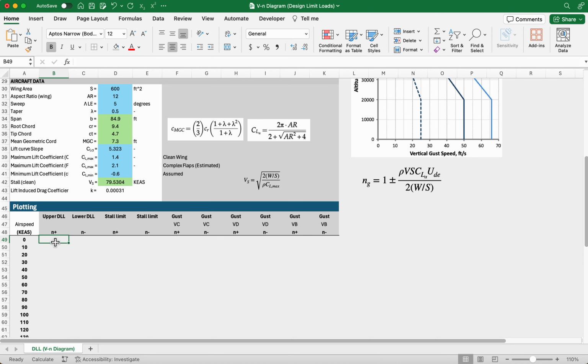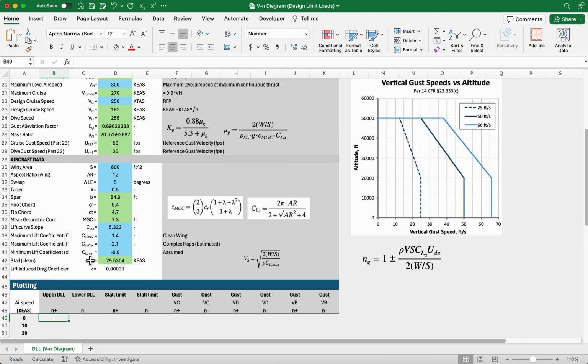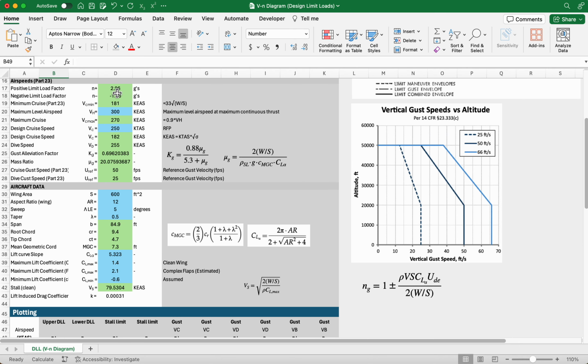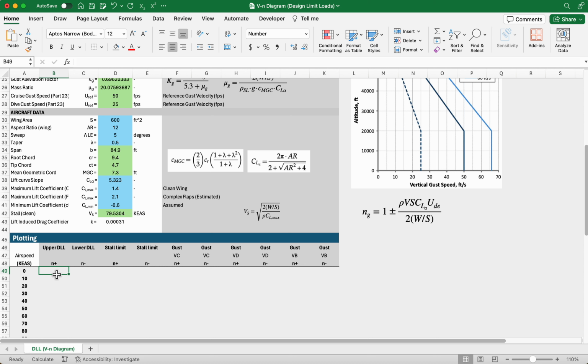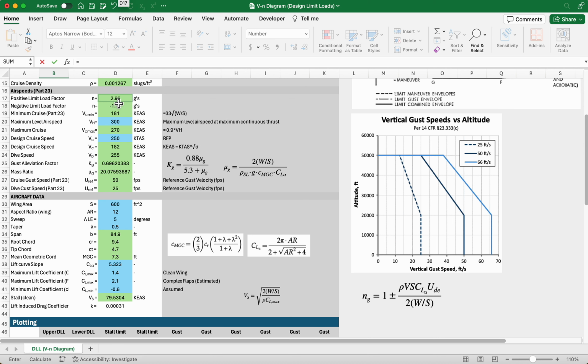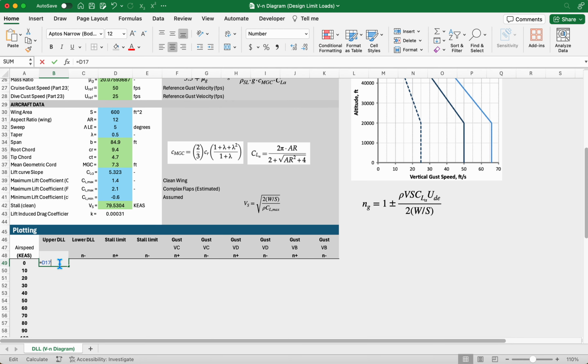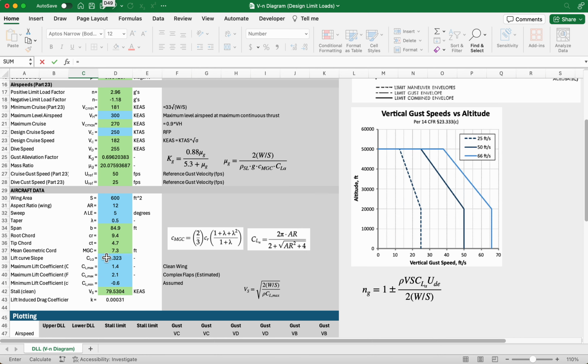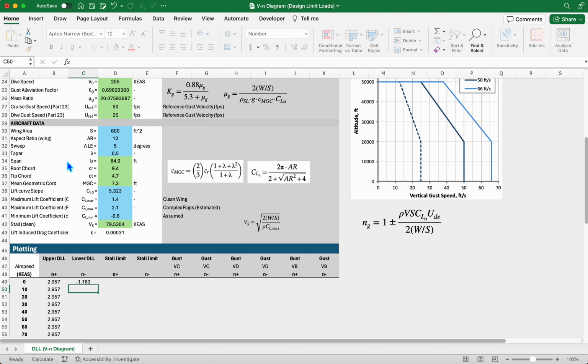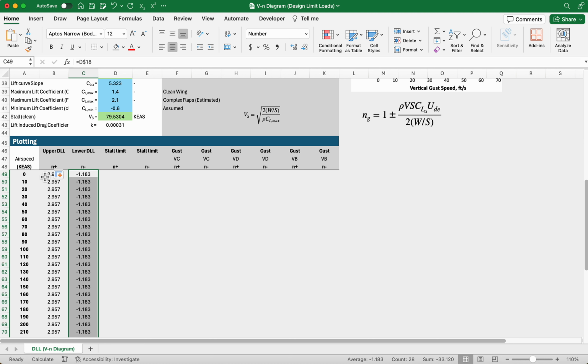Our upper design limit load is our upper bound for a balanced maneuver. This is not including gust loads or anything, and that would be our positive limit load factor. That's just going to be constant, it doesn't matter how fast we're traveling. So that's 2.96 for our aircraft, and it's just going to be equal to cell D17, and it's not going to change. The lower design limit load is the same thing, negative 1.18, and we'll make this constant. These will just show up as horizontal lines in our plot.